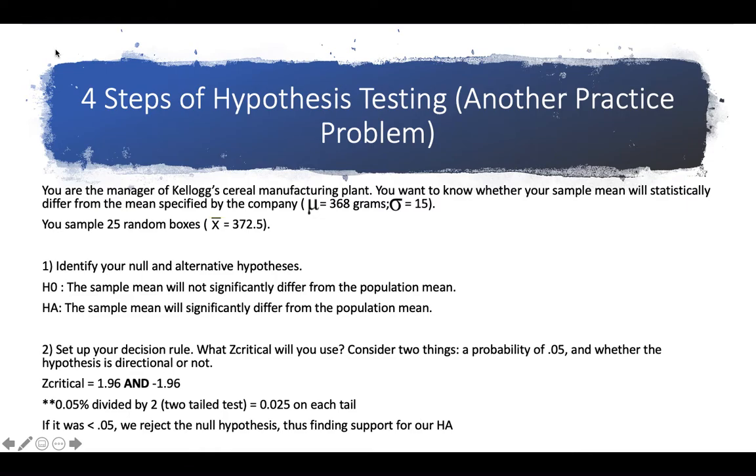Now, if you go to your textbook and find the value 1.96, you'll see that it is associated with the value 0.025 on each tail. You use positive 1.96 and negative 1.96.